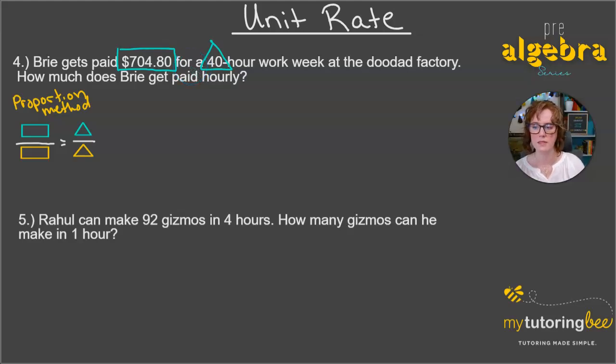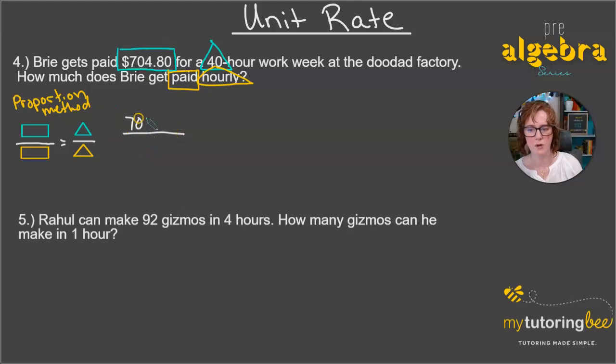All right, and so then similarly in our question here, how much does Bree get paid hourly? The paid is what we want to know about, and so that goes with the money that she gets, right? She gets a total amount of money, and then we want to know how much money she gets for just 1 hour. And then the hourly tells us the unit rate that we're going for, so we're going to put that in a triangle. So hopefully that visual just kind of helps us get our proportion set up appropriately.